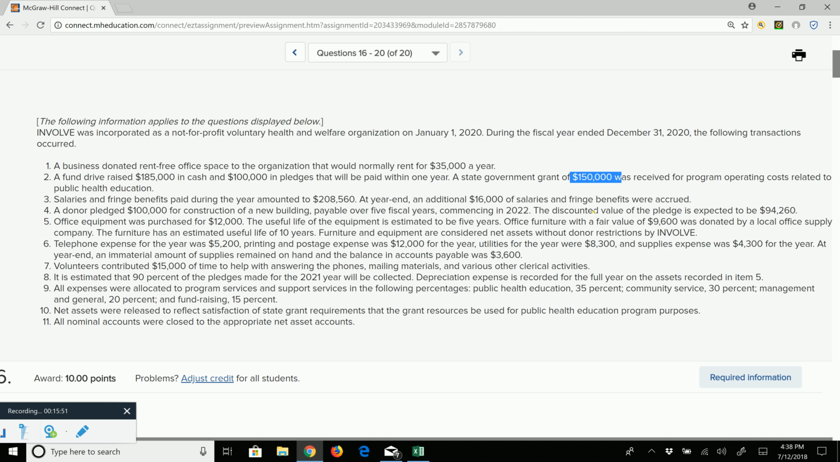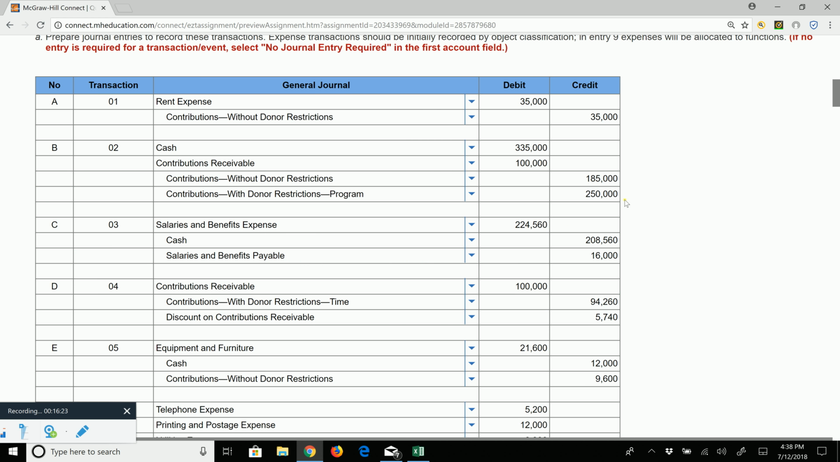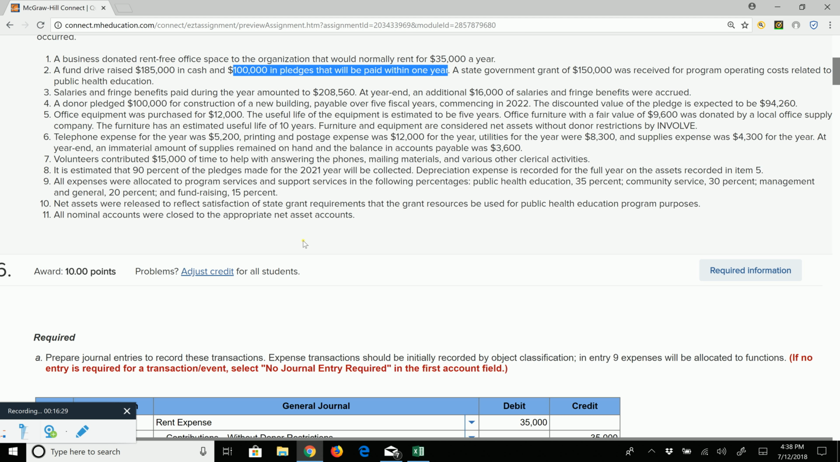Well, the state grant has a use restriction. It must be used for public health education. But the $100,000 in pledges doesn't come with a use restriction, but it comes with a time restriction. And basically what happens is if the money is not going to be received within the fiscal year, it's restricted as to time, not as to use. So between the $100,000 time restriction and the $150,000 use restriction, a total of $250,000 is a contribution with donor restrictions. All right, that was probably one of the more difficult ones, but the rest are hopefully pretty straightforward.